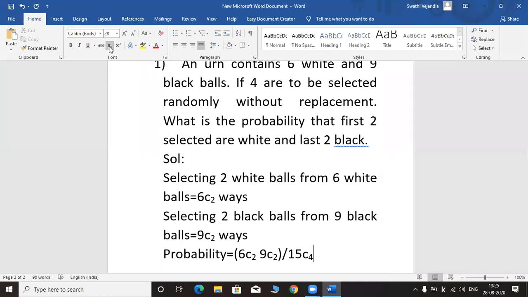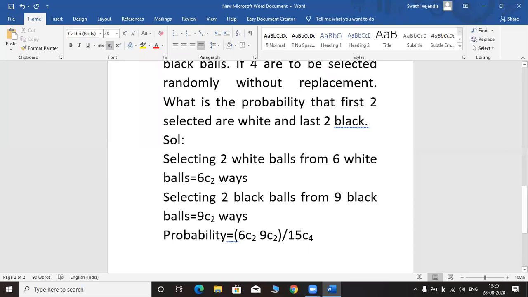Total number of balls is equal to 6 plus 9, whatever may be the color. Here color is not important. While writing the denominator, the color is not important. We have the total number only. So 6 plus 9 is equal to 15. Among the 15 balls, we are selecting 4 balls. So 15C4. So what is the answer? Can you solve this?